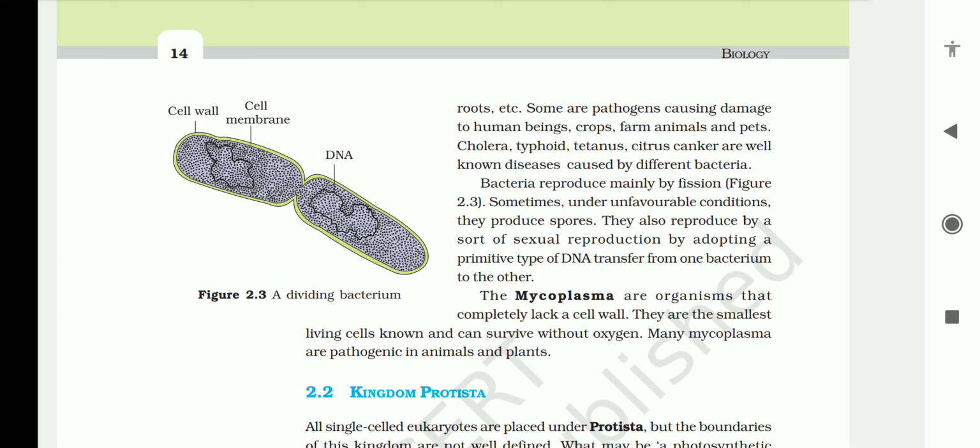Bacteria reproduce mainly by fission. You can see a dividing bacterium in figure 2.3. Sometimes, under unfavorable conditions, they produce spores. They also reproduce by a sort of sexual reproduction by adopting a primitive type of DNA transfer from one bacterium to the other. The mycoplasma are organisms that completely lack a cell wall. They are the smallest living cells known and can survive without oxygen. Many mycoplasma are pathogenic in animals and plants.